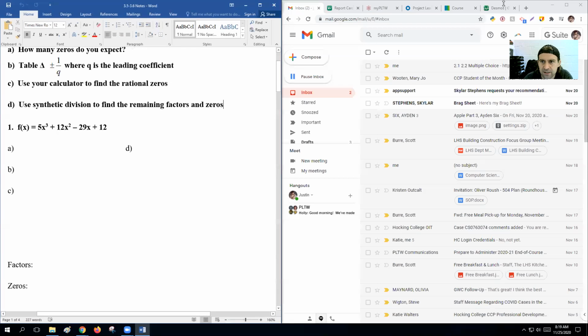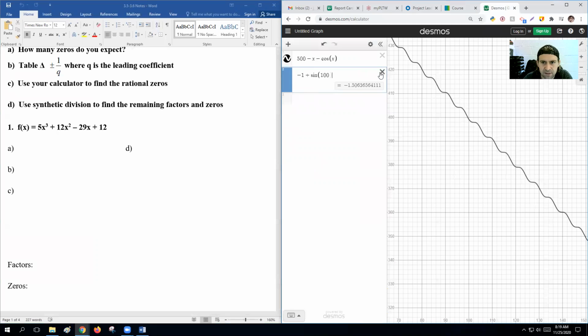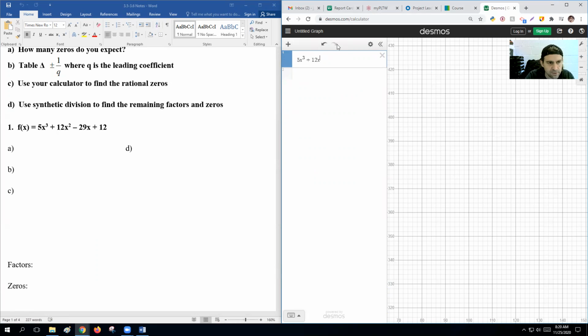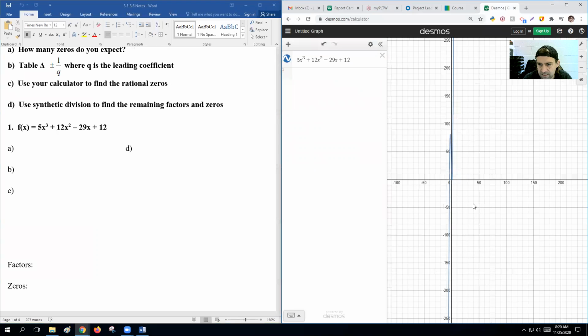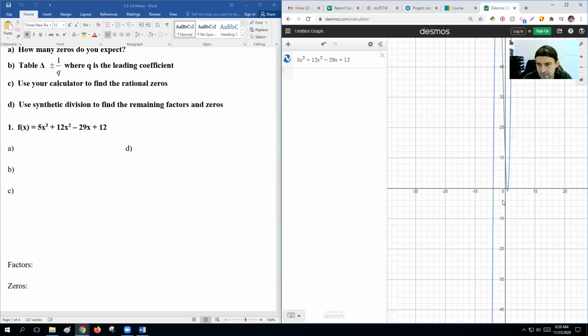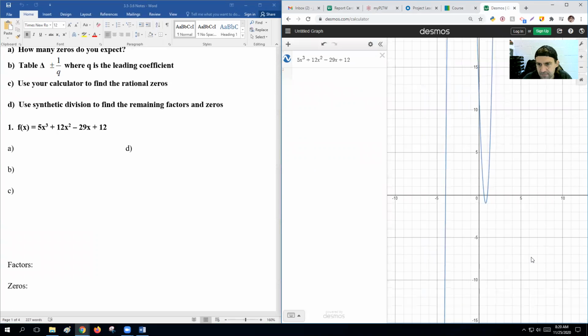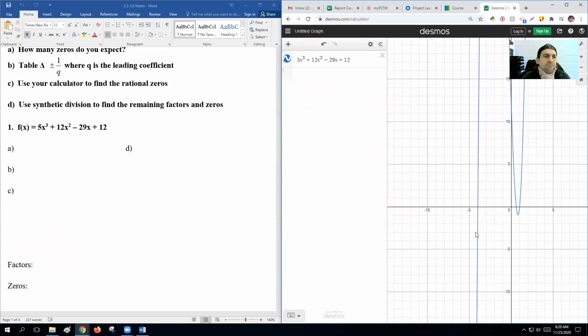I'm going to put this up on Desmos. Let's type the equation in on Desmos. That's going to help us out. So we get 5x to the third plus 12x squared minus 29x plus 12. Oh, I realized I was doing a calculus problem. That's way crazy. Okay, we zoom in. Okay, so we get some answers here.